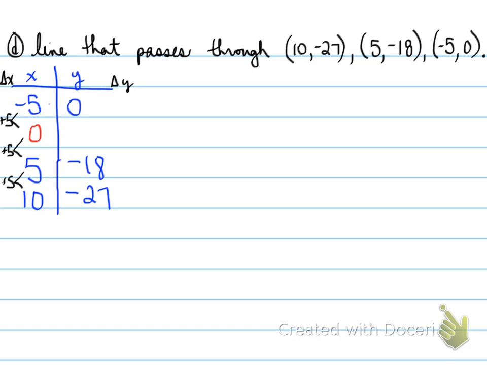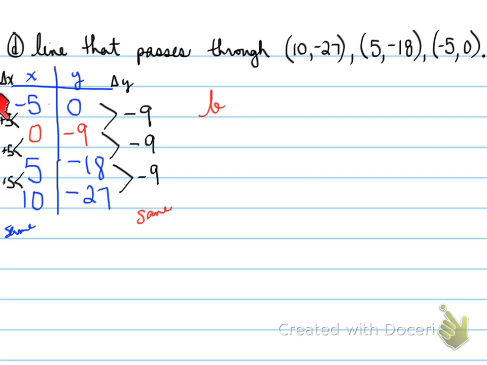So delta y will be -9. That's right, from -18 to -27. It goes down 9. I know that these numbers also have to go down 9 and down 9. So 0 minus 9 will give me, that's right, -9. -9 minus 9 will give me -18. And -18 minus 9 will give us -27. We want those values to be the same. Why? Because it's a line, folks.